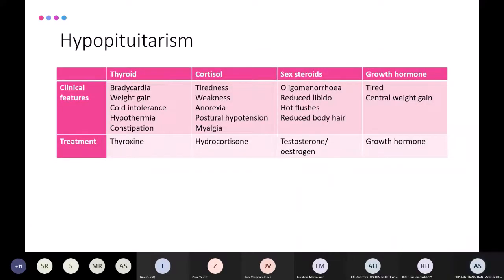Okay, and then I just put this table together just so you can see what the deficiencies are, where you have one hormone producing tumour in the pituitary and how that causes these deficiencies. So you can go through this in your own time. And I've just put a line for different treatments that you can give as well if they've got a deficiency.